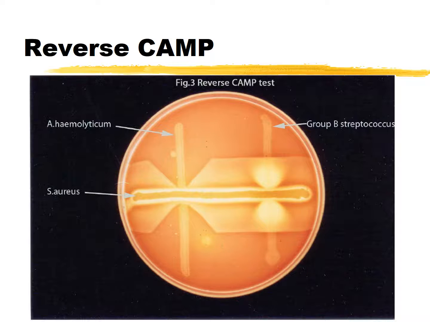So this is a reverse CAMP test. What you have here is your streak of Staph aureus, and then when you streak the Arcanobacterium haemolyticum perpendicular to the staph, you get a reverse arrow instead of like you do with the group B on the right.